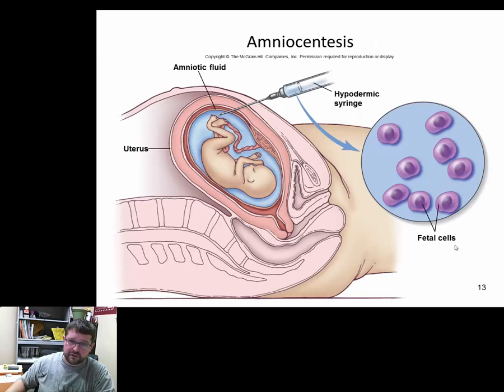Okay, so here you can just see how an amniocentesis works. The needle is stuck into the amniotic fluid, and fluid is removed.